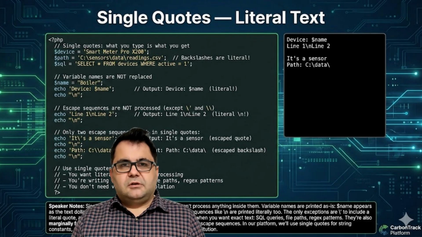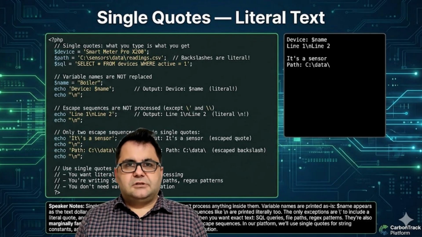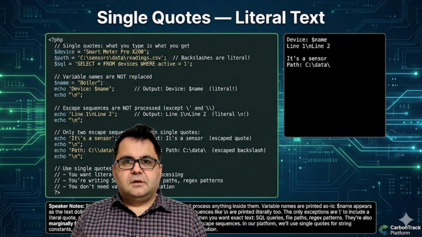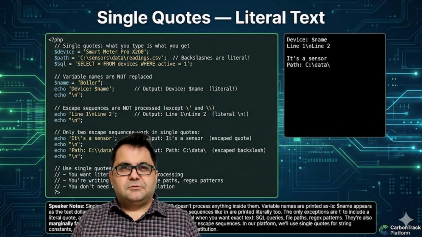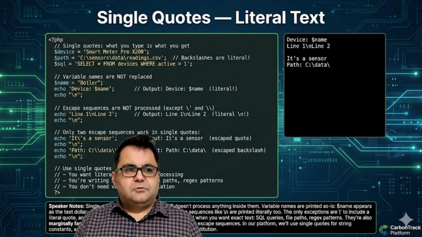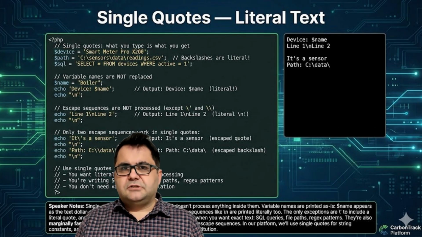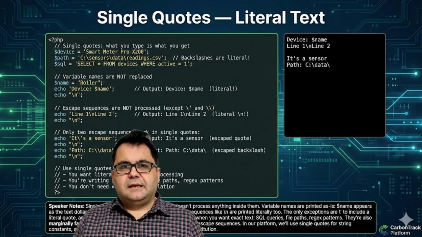Single quotes are ideal when you want exact text: SQL queries, file paths, regex patterns. They're also marginally faster since PHP doesn't need to scan for variables or escape sequences. In our platform, we'll use single quotes for string constants, array keys, and any text that doesn't need variable substitution.